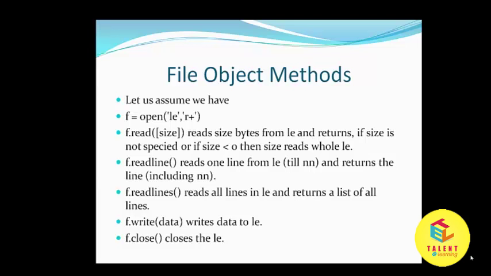f.readline reads one line from the file and returns the line. f.readlines reads all lines in the file and returns a list of lines. f.write writes the data to the file, and f.close closes the file.